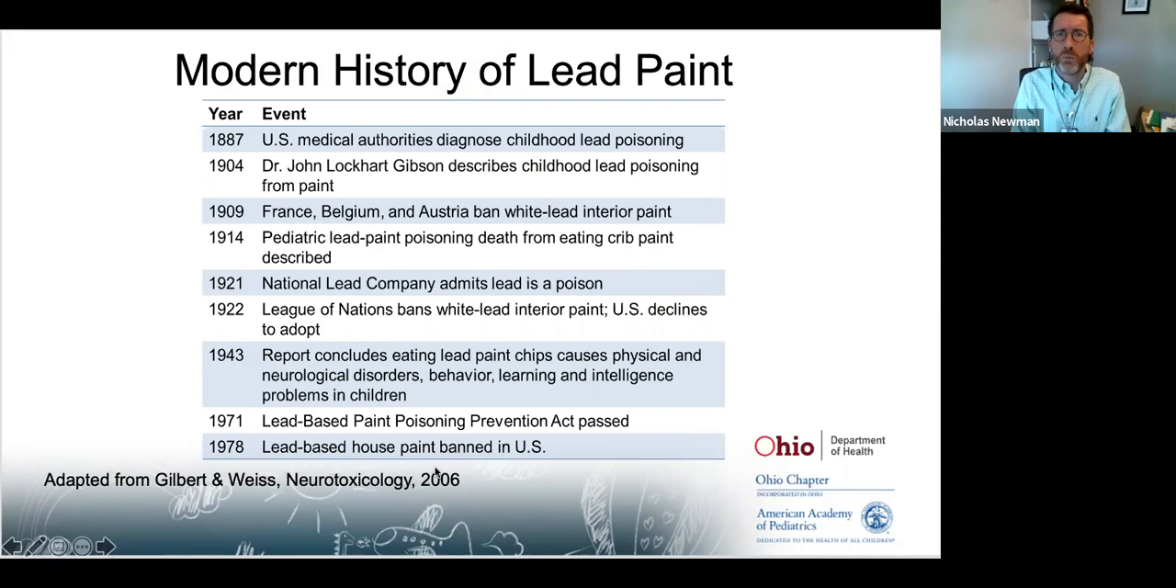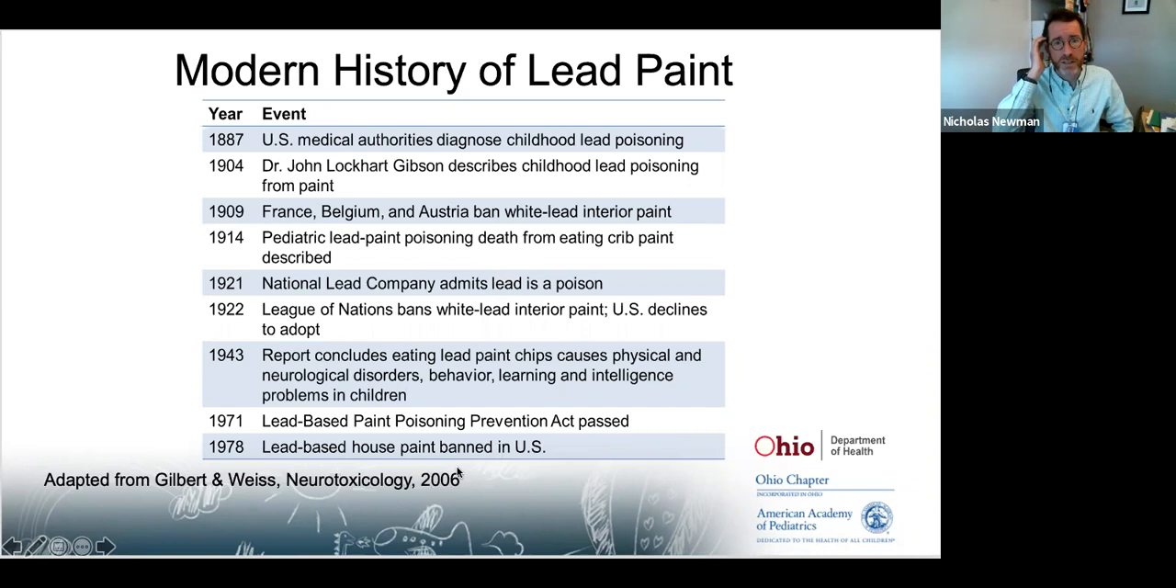We discovered that lead paint specifically was dangerous to children at the end of the 19th, early 20th century. The European countries and Australia started banning lead paint very soon after that. It took a while in reality, because in 1914 all those countries went to war with each other, so there were some bumps along the way. Ultimately in 1922, the Europeans passed a treaty to ban lead paint. That was around the same time that the National Lead Company in the US admitted that lead was a poison. Over the next 50 years additional data continued to be collected until in 1978, lead-based house paint was ultimately banned in the US.